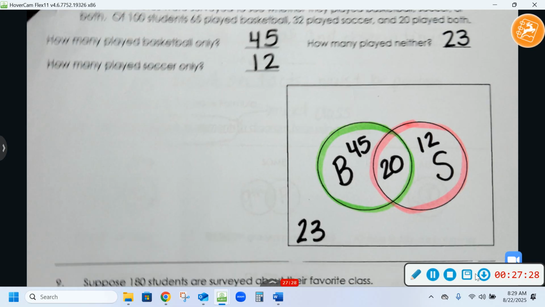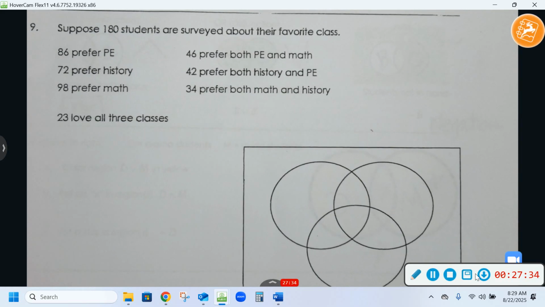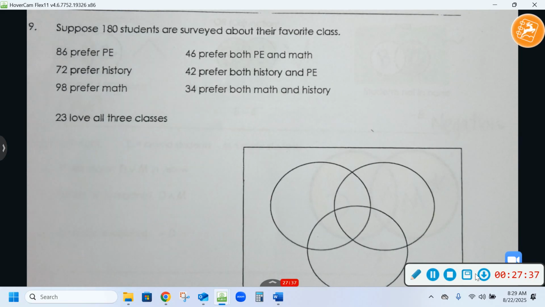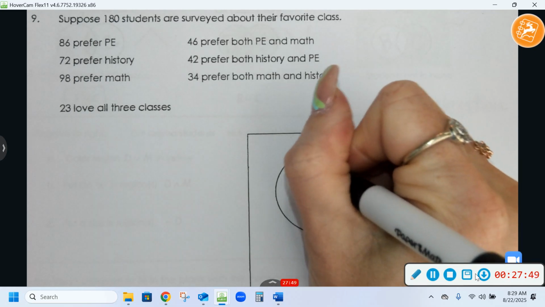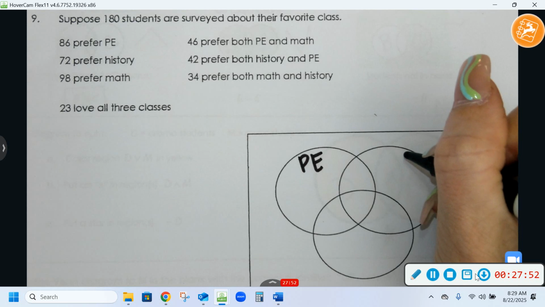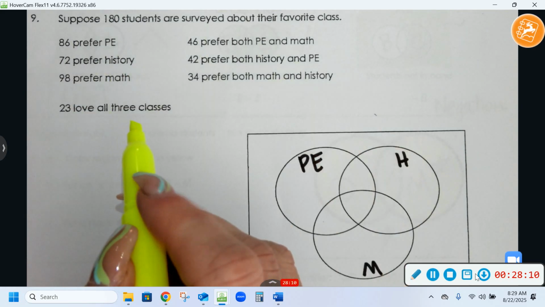Alright, let's try a triple. Your challenge will be a triple. These are kind of fun once we figure them out. It's like a puzzle. I'm going to use a lot of colors up here to get us through this. You can do the same if you want. What do I always do first? Label, right? I have PE, history, and math. Let's do it all in the same for this one so we can stay together. PE, history, math. There's a total of 180 students. That's wonderful, but where do I want to start? In the middle. I want to go find that information.